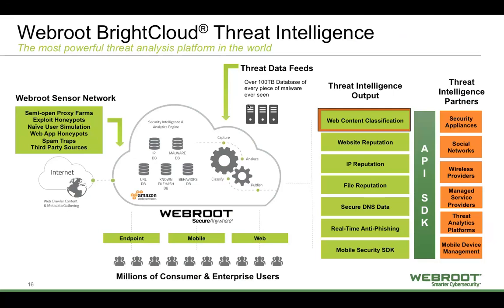So we analyze all of that with 5th generation machine learning, and then we publish web content classification, reputation, IP reputation, file reputation, etc., through RESTful APIs, which are then consumed by our threat intelligence partners like Array, who take it into their devices, and then they become another sensor on our network.